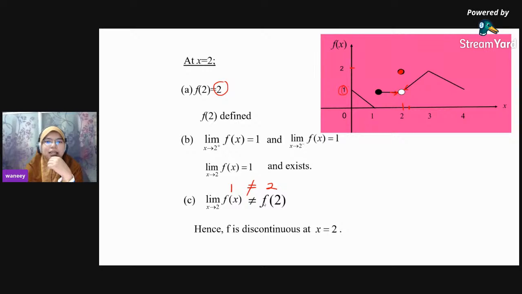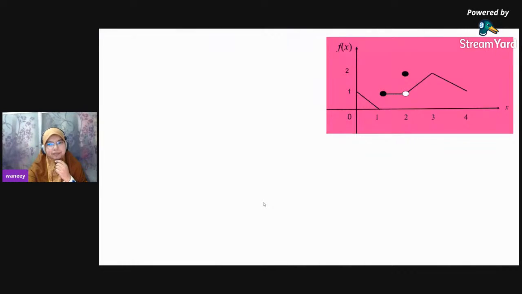Okay, now let us test for 3 then. At x equal to 3, we need to check is it defined or not. So this is x equal to 3. The value of y is 2. So I do have f of 3 equal to 2. So that means the value is defined and the value is 2.